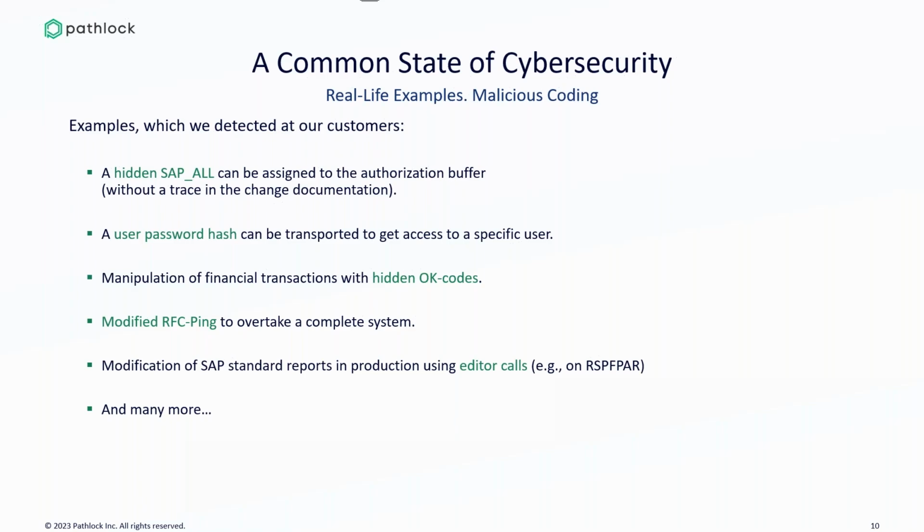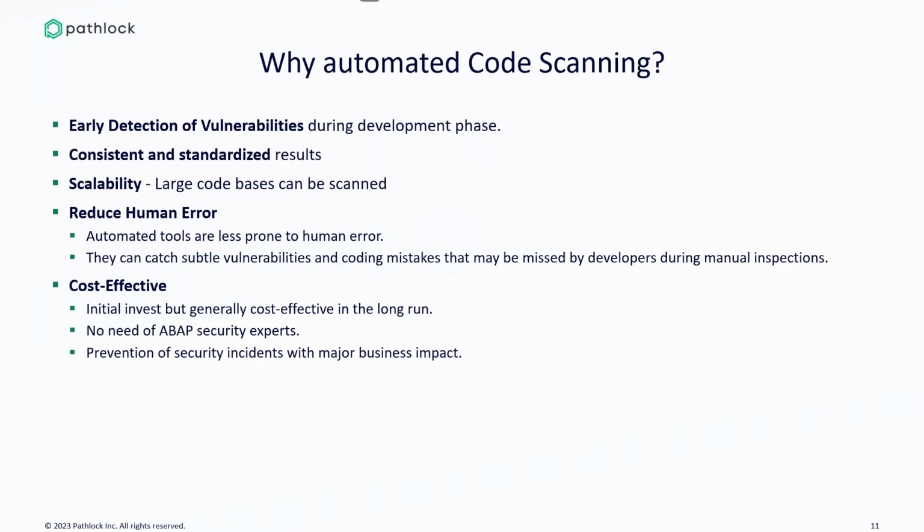But what did they have in common? They had no automated code scanning. And so I will focus next on why we need automated code scanning. I identified, or I want to discuss, 5 points here. And the first point is the early detection of vulnerabilities. If you have automated code scanning, you can just run it while the developers are developing. So it's easy to find for them.